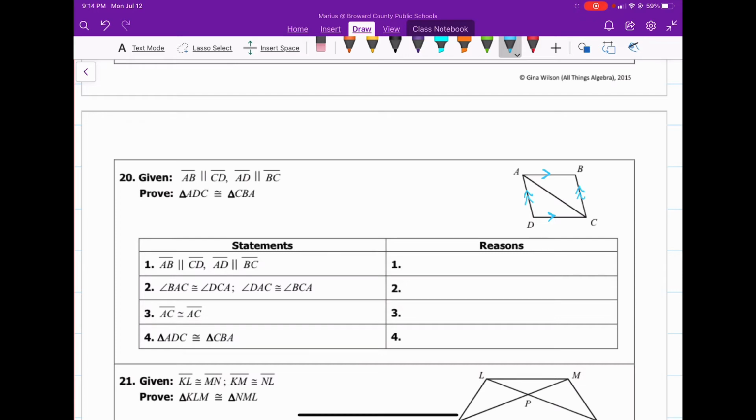As a result of this as well, we have our reflexive property, which gives us our shared side. Right here in the middle is our shared side, and we have some congruent angles, alternate interior angles, right here. And I'm going to use another color. We have another 2 right here.